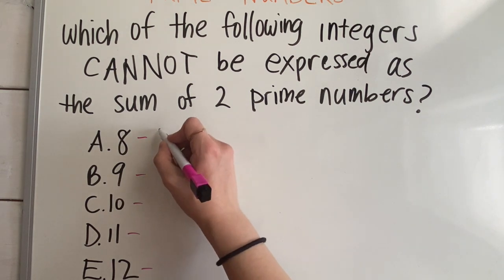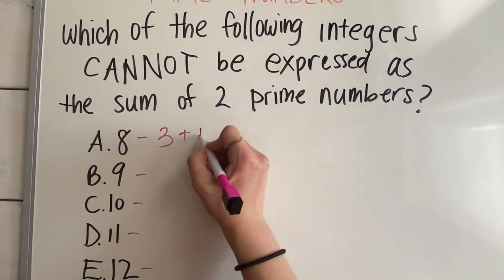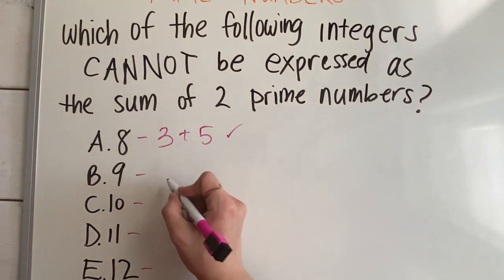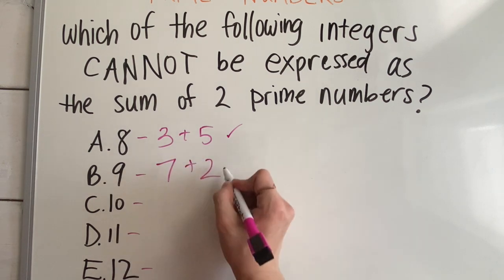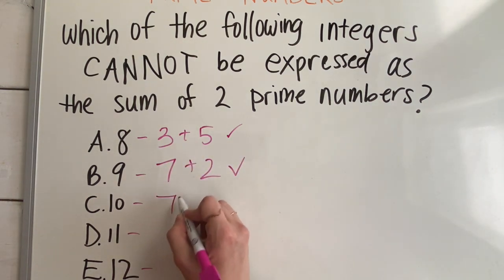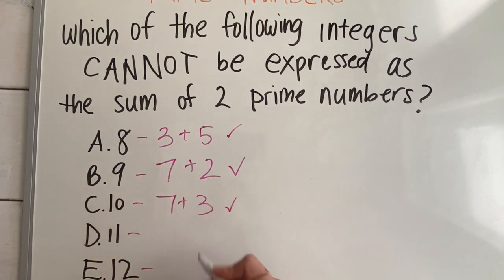8 comes first. Ignore the dog in the background. We can express 8 as 3 plus 5, the sum of 2 prime numbers. 9 can be expressed as 7 plus 2. Again, 2 prime numbers, perfect. 10 can be expressed as 7 plus 3. And 12 can be expressed as 7 plus 5.